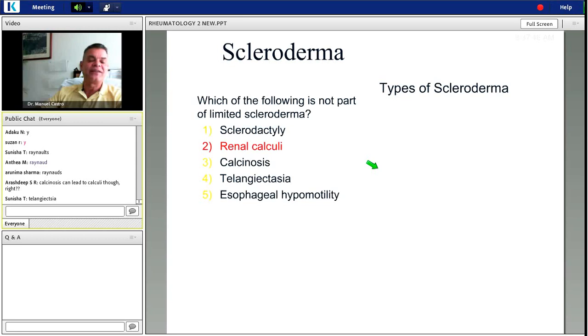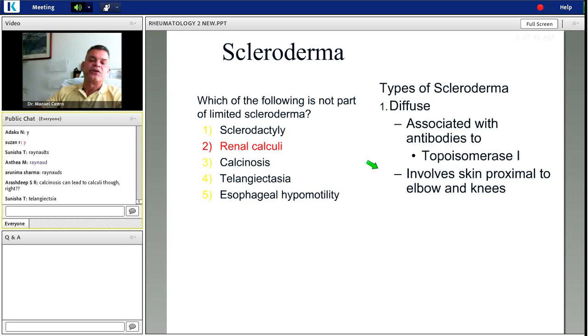Okay, so what are the types of scleroderma? Remember that we have diffuse scleroderma, which involves the skin proximal to the elbows and proximal to the knees, right? So if it is anywhere in the trunk, it would be considered diffuse, right? And then limited is distal to the elbows and distal to the knees, right? And diffuse scleroderma is associated with antibodies to topoisomerase 1. So remember that. Antibodies to topoisomerase 1.